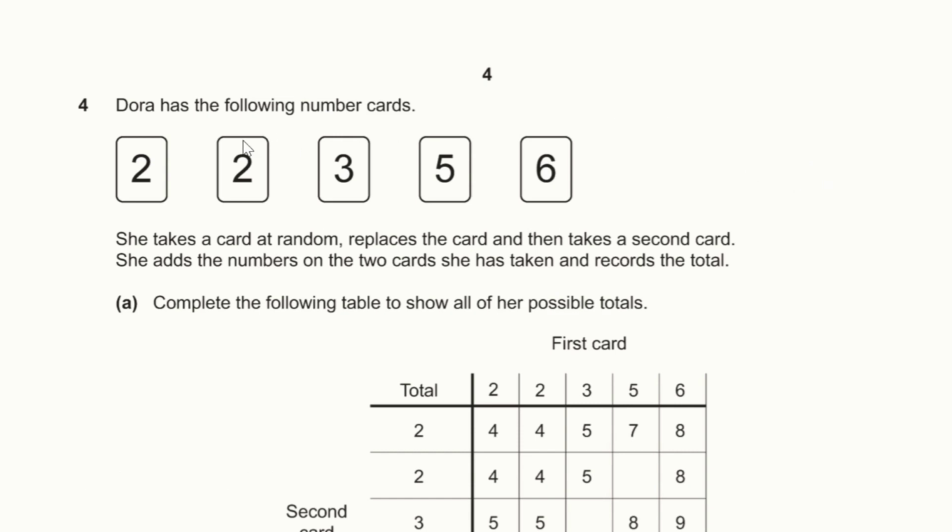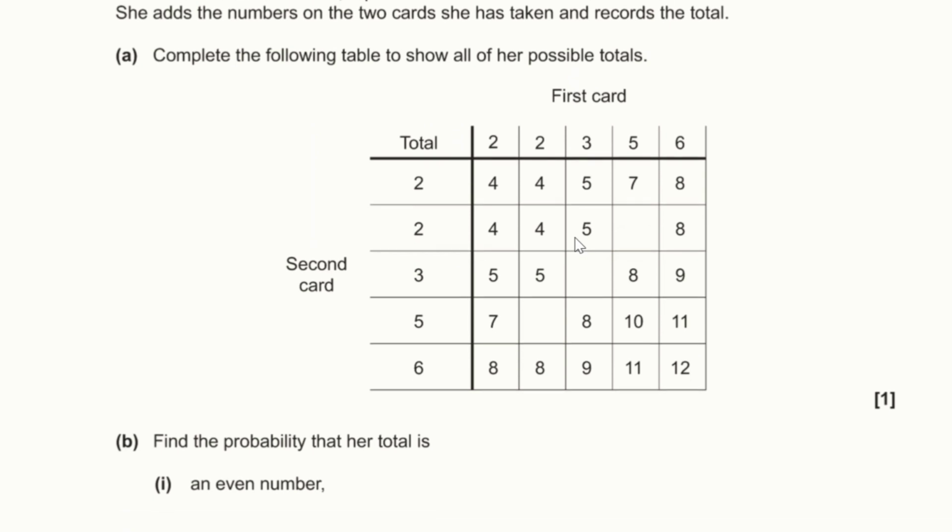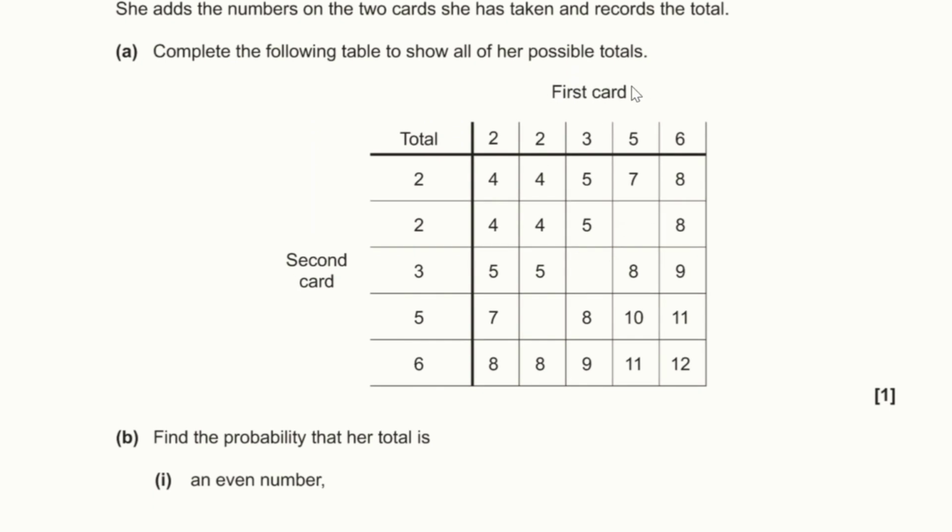Question number 4. Dora has the following number cards, what we see here. She takes a card at random, replaces the card, and then takes a second card. She adds the numbers on the 2 cards she has taken and records the total. For part A, we have to complete the following table to show all of her possible totals. We've got the first card and the second card. Well, what we need to do here is add together the score from the first card and the score from the second card.